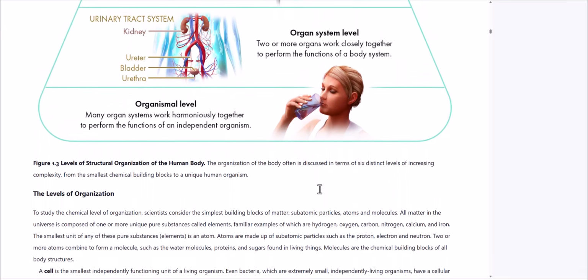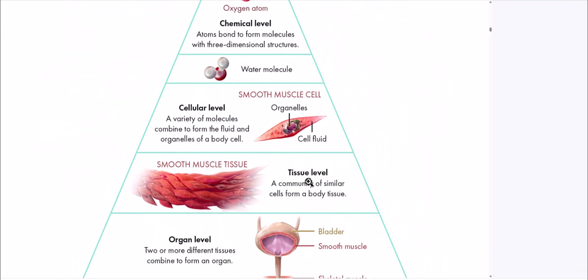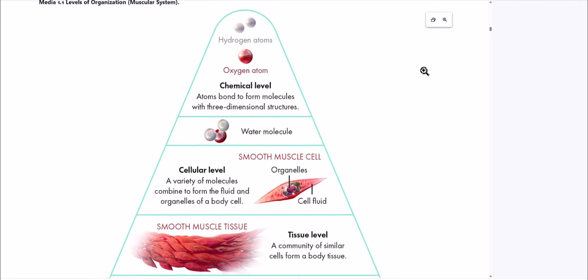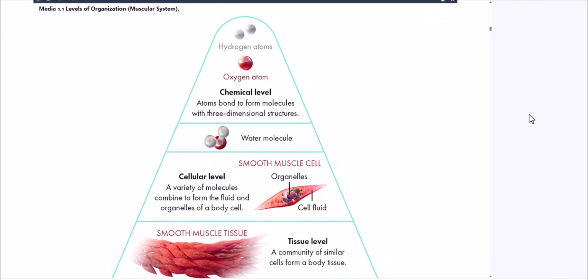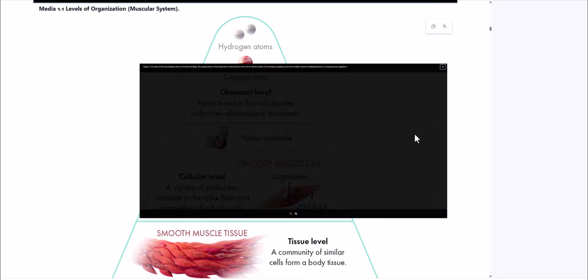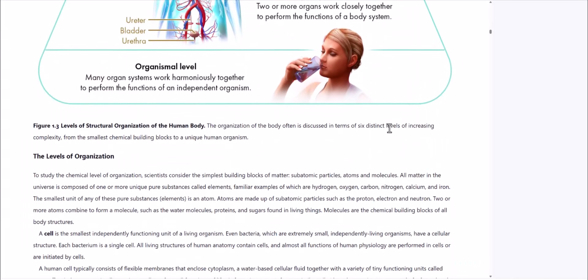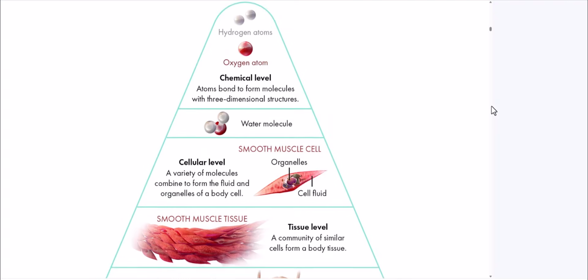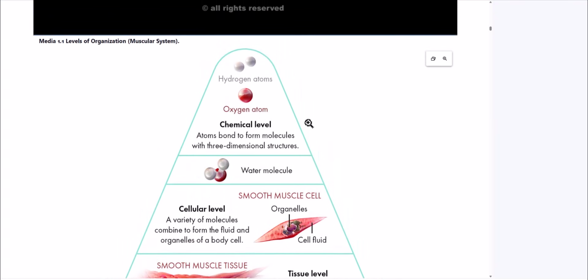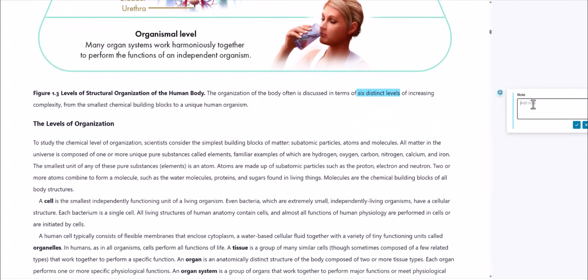Now, I am going to add a couple of levels of organization to this chart. And so I'm going to add a little note over here on the side. So it's talking about 6 distinct levels. I'm actually going to add a couple of levels. So as we look at this diagram, it starts off at the chemical level. Another way of saying that is the atomic level.